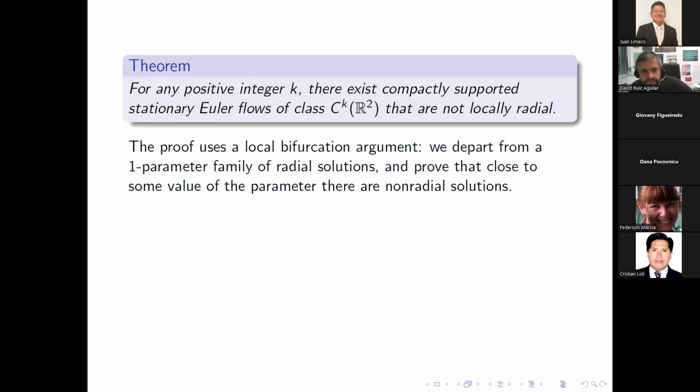Okay, so let me say something about the proof. The proof uses what is called a local bifurcation argument. So basically, you have a curve of trivial solutions, which in my case are going to be radially symmetric solutions. They're not so trivial, but they're radially symmetric ones. And we want to prove that there exists a bifurcation of non-radial solutions from this family.